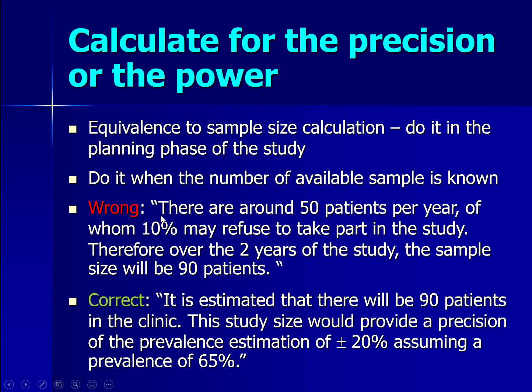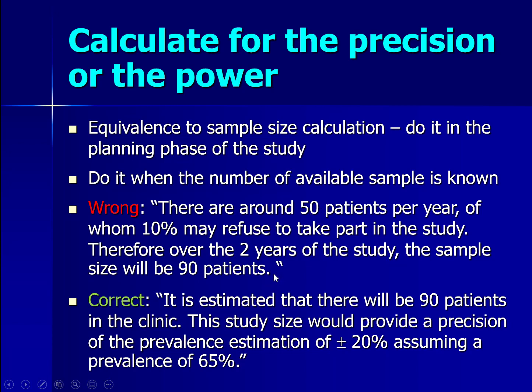Usually we find something which is wrong like this. There are around 50 patients per year, of whom 10% may refuse to take part in the study, meaning dropout or non-participation, refusing participation. Therefore, over the 2 years of the study, the sample size would be this. No, this is not a good way to justify the sample size that you already have.